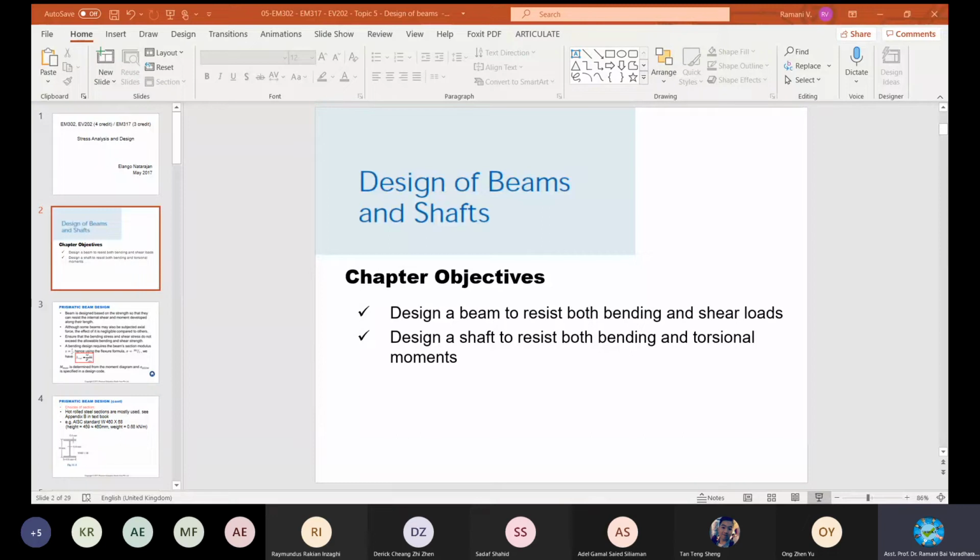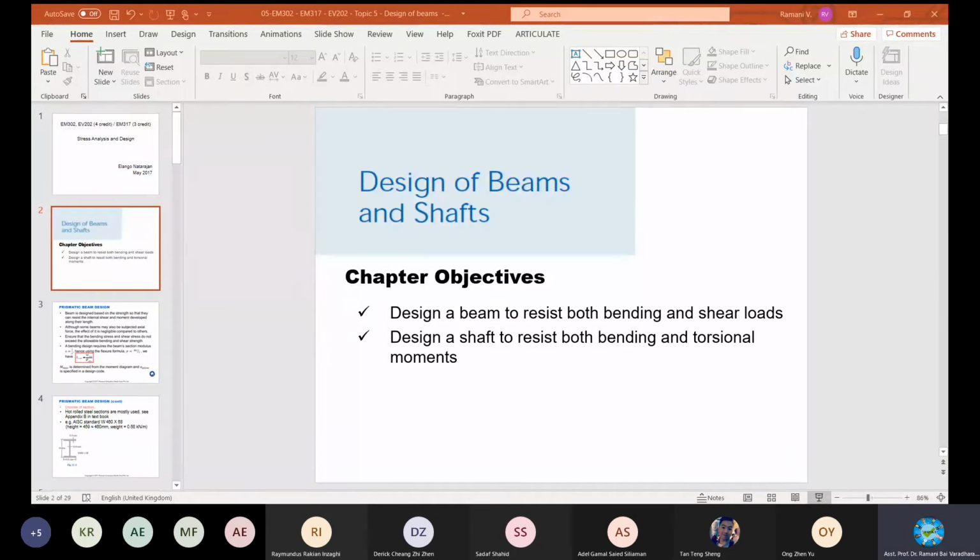Right. Let's understand thoroughly about the prismatic beam first. A beam is designed based on strength so that it can resist the internal shear and moment developed along its length. So bending is always along the length, or parallel to the longitudinal direction of the member. Although some beams may also be subjected to axial force, the effect of it is negligible compared to the others.